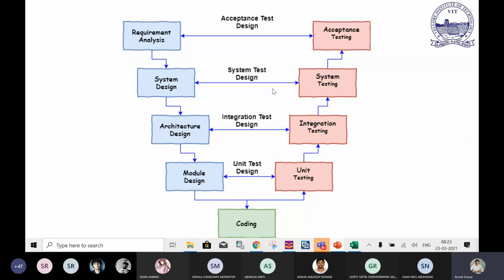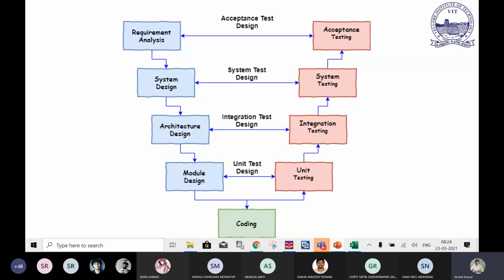Requirement analysis, as an output, is delivered as an input to the system design, similar for the others also, and then coding is done, and in parallel you can observe here unit test design. So four modules are here: requirement analysis, system design, architecture design, and module design. Then coding is performed, but testing is performed at each and every phase.